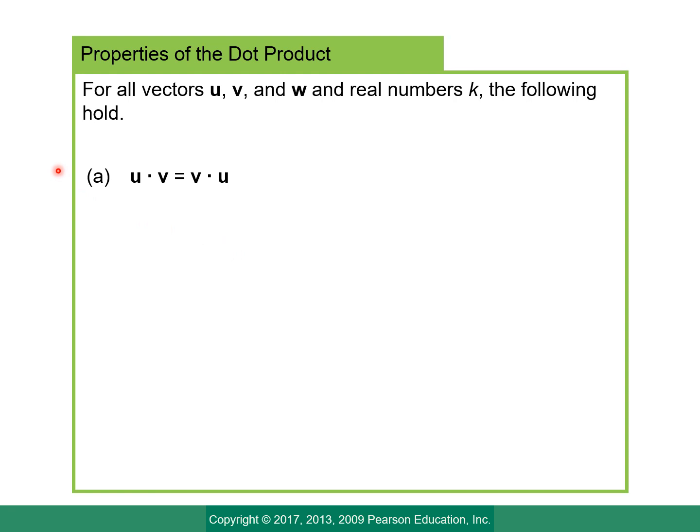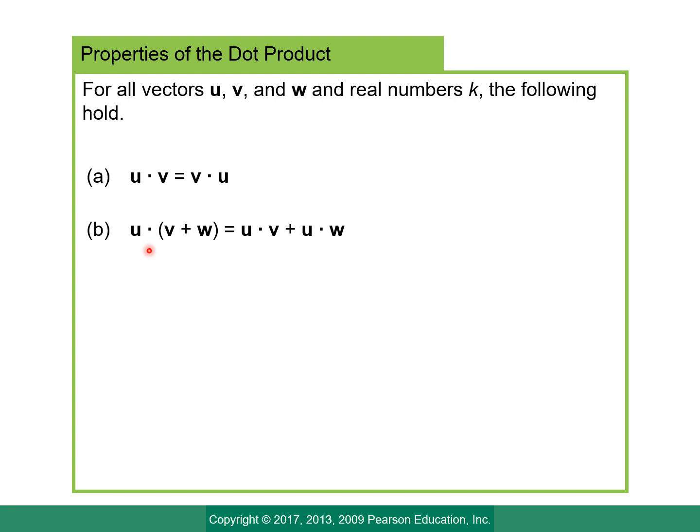So properties of the dot product. Our vectors are denoted with bold print, U, V, and W, and then K is just a real number. These are properties that are true for dot products. You can switch the order. The dot product is commutative. So U dot V will give you the same answer as V dot U.